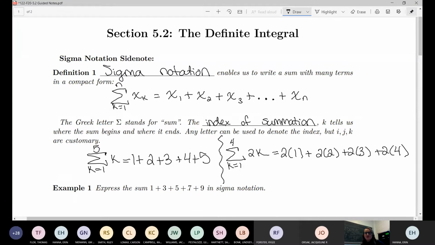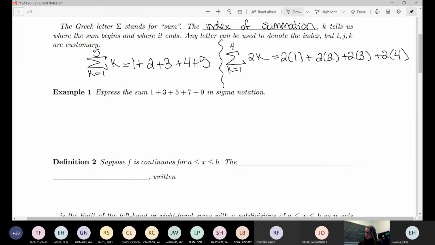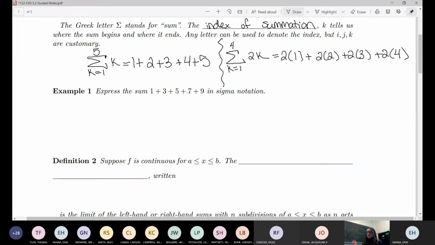Now again, a lot of this in 5.2 is just to build up a definition. So we're not going to do a ton with sigma notation. It's just so that you can understand a definition that we're going to get to in a second. But say we did want to do one example of sigma notation. We want to express the sum 1 plus 3 plus 5 plus 7 plus 9 in sigma notation. So we essentially need to find where we're starting, where we're ending, and the common pattern between all of the terms.